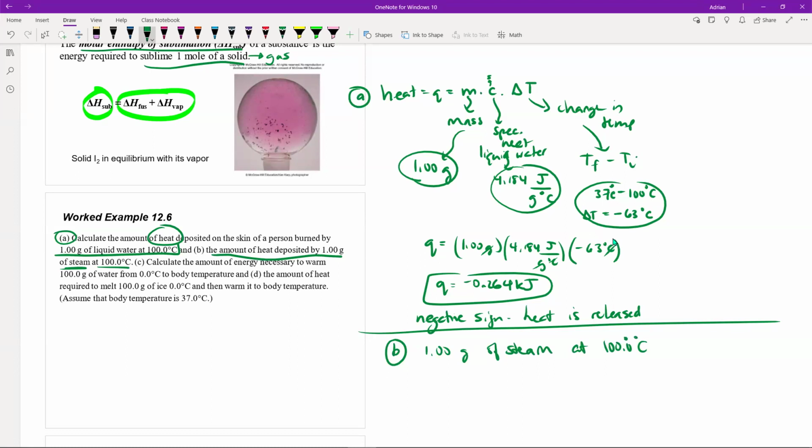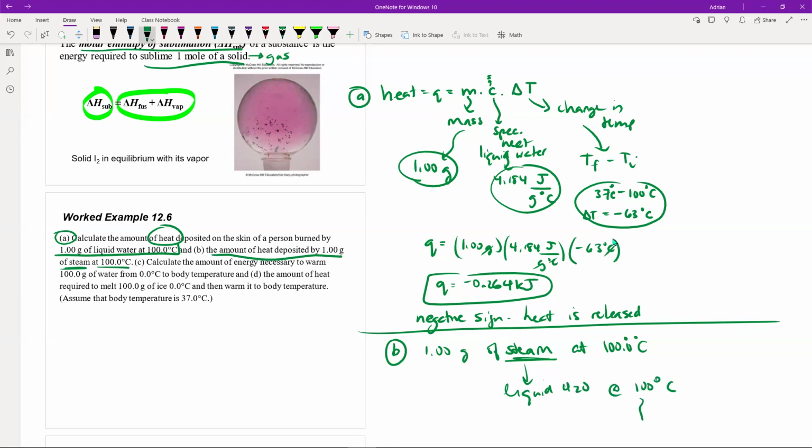So not only are we going to have a transfer of heat from the temperature change, but also we're having a release of heat due to a phase change. So now we're going to go from steam to liquid H2O, still at 100 degrees Celsius.